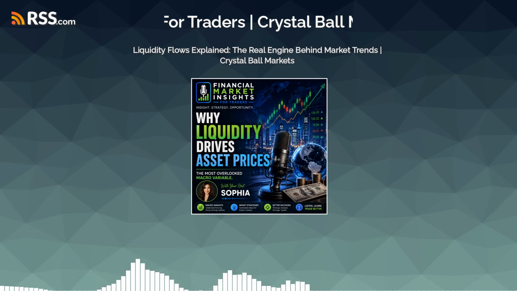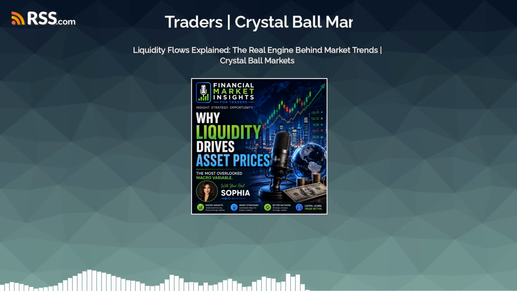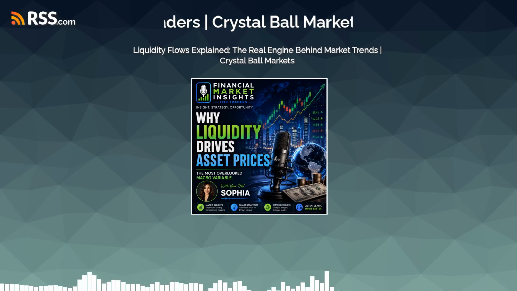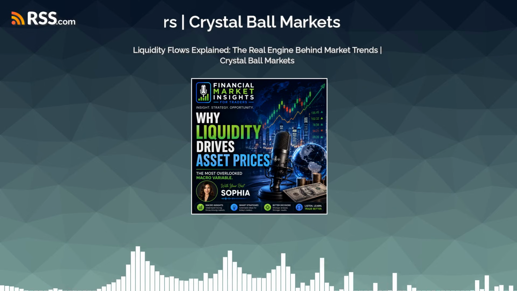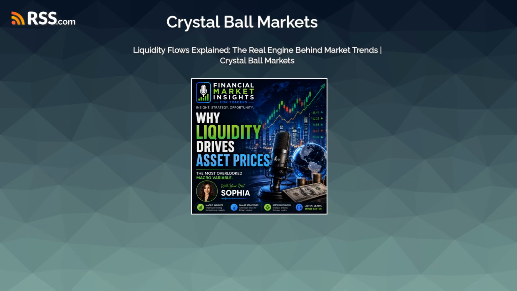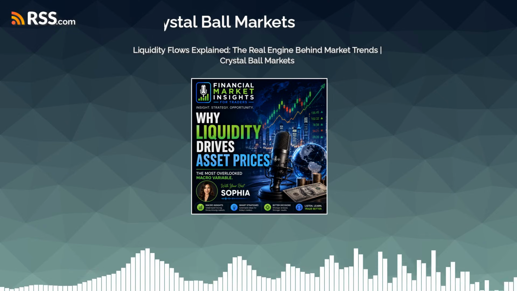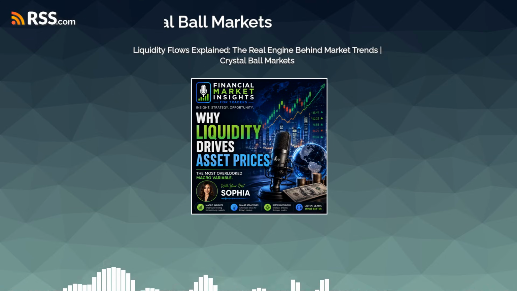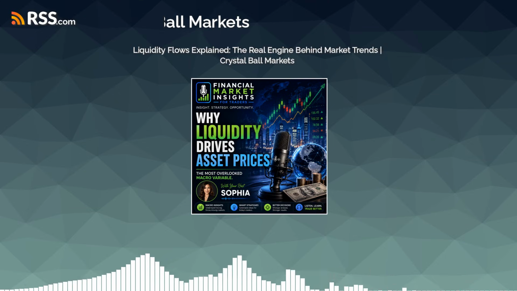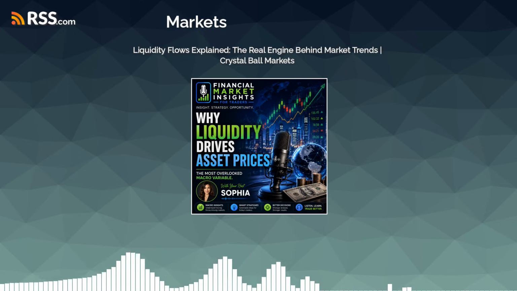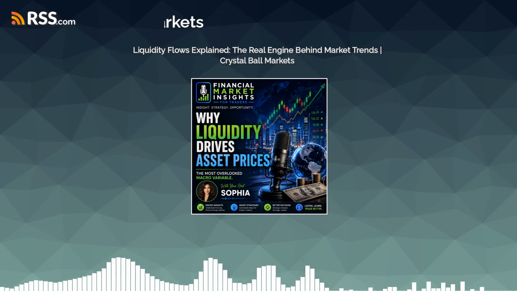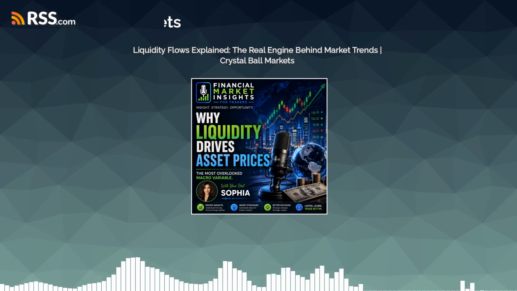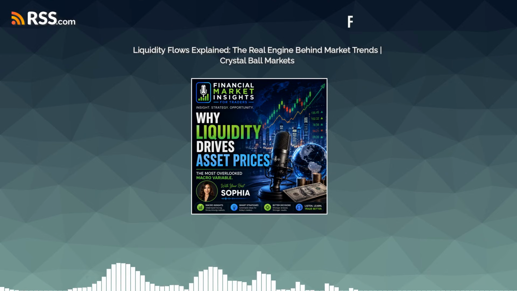That's why liquidity is best viewed as a macro regime indicator. It helps answer the question, what kind of environment are financial markets operating in? From there, traders can combine liquidity analysis with technical analysis, valuation, earnings expectations, positioning, sentiment, and disciplined risk management, bringing it all together. Let's summarize the key idea.